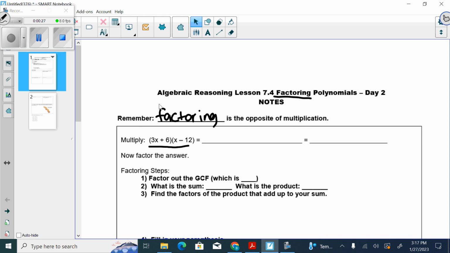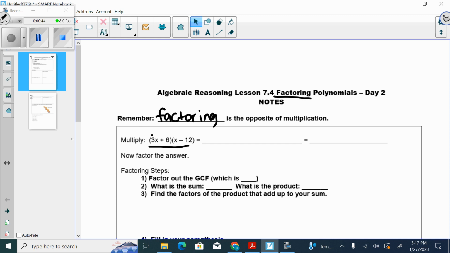Yesterday we kept getting our two parentheses. So if we multiplied those together, it goes back to being the long polynomial. So if I'm turning it into this, I'm undoing multiplication. Okay? All right, so first they ask us to multiply these together.